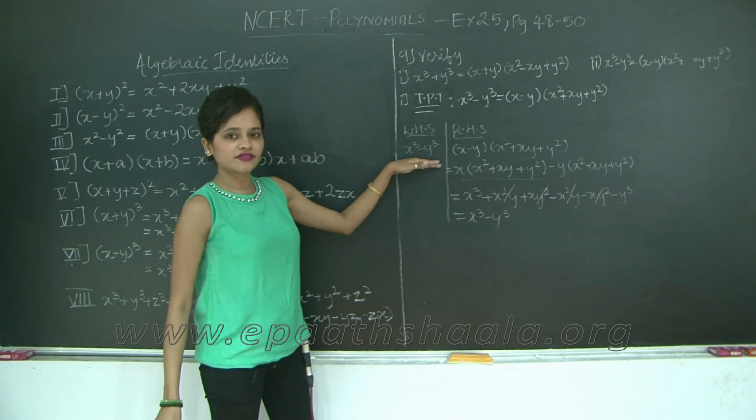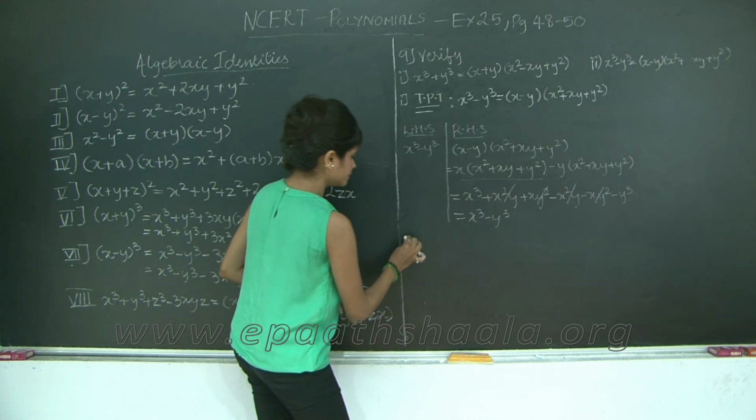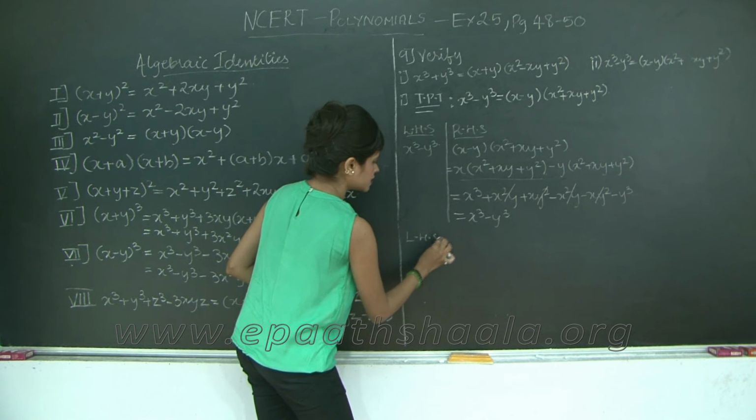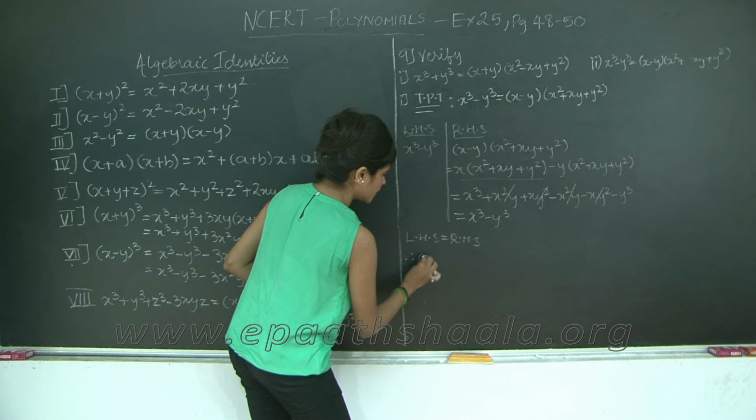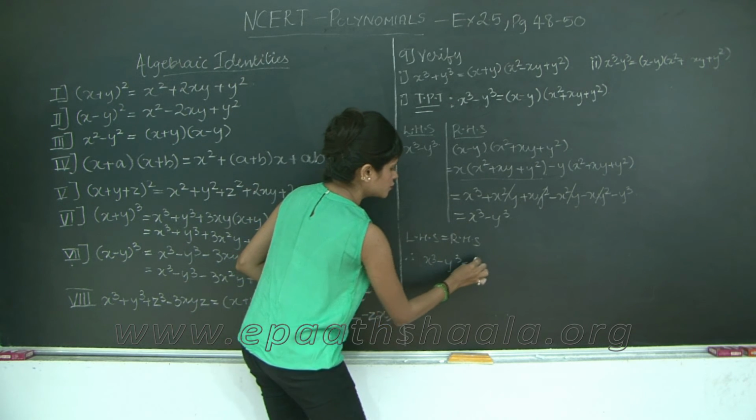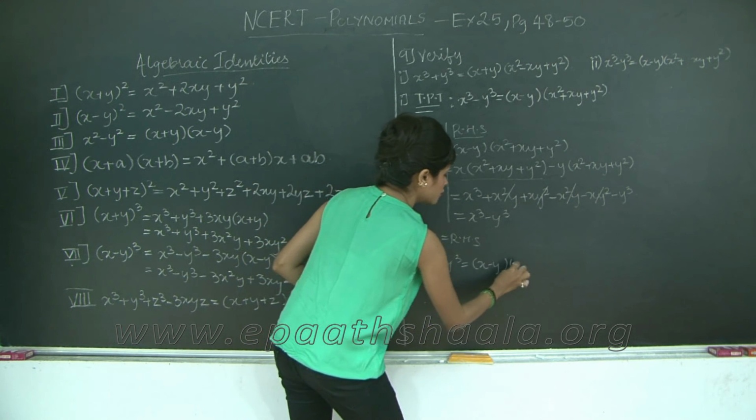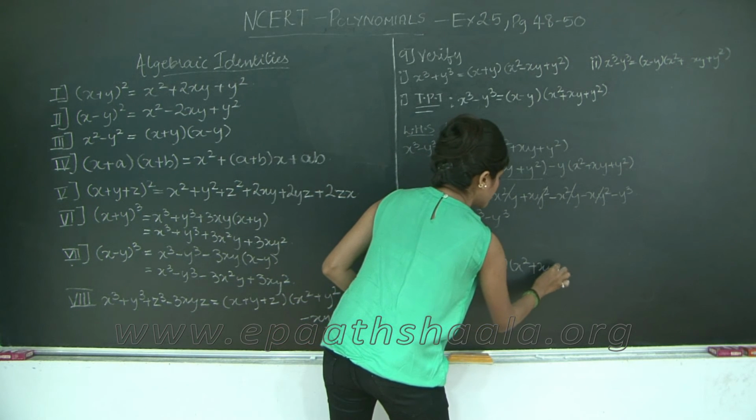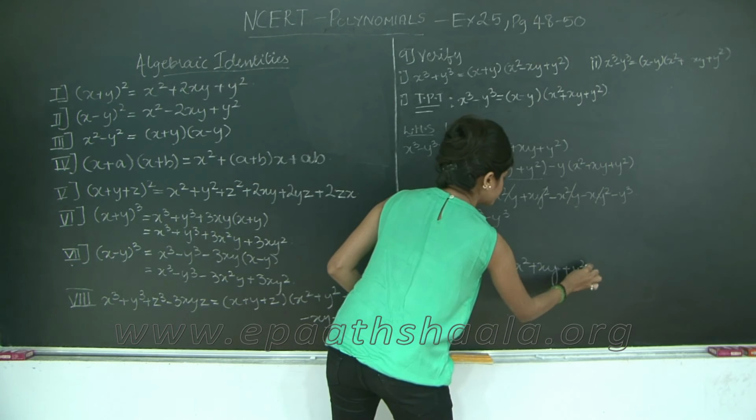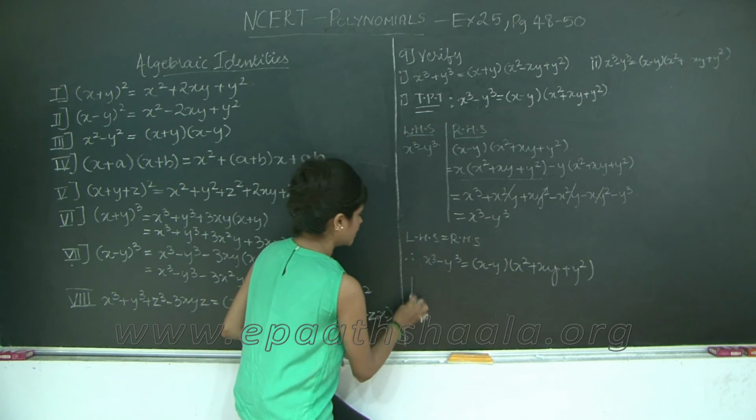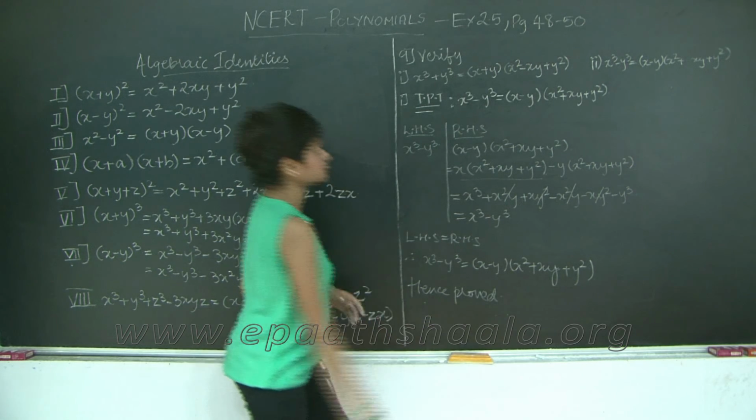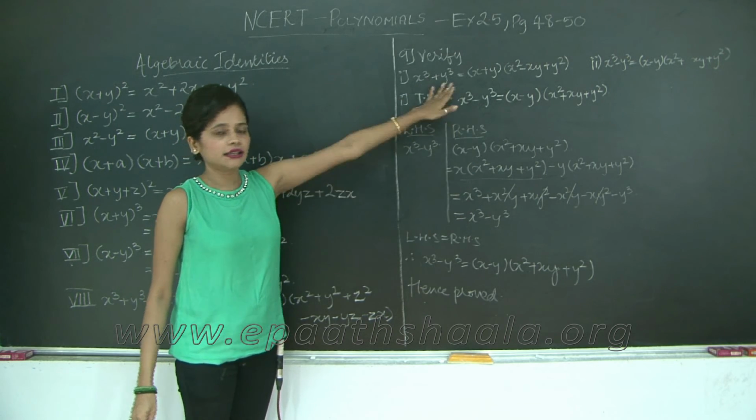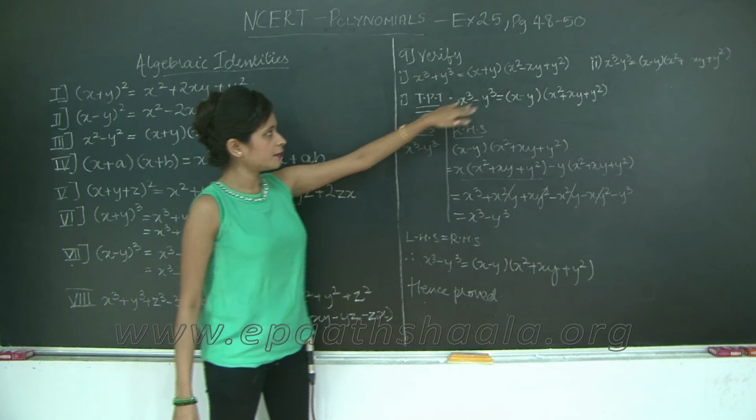Therefore, you can see that the left hand side is equal to the right hand side. Therefore, I write left hand side is equal to the right hand side. Therefore, x cube minus y cube is equal to x minus y into x square plus xy plus y square, right? Finally, hence proved. So we have verified these two formulas, okay? So you need to remember these two formulas as well.